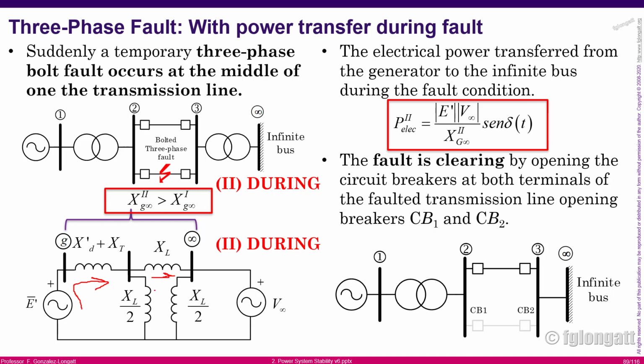Some currents will go to ground here, but there is some current that will move across this and reach the infinity bus bar. That is the reason this case is quite interesting. In this case, the disturbance is somewhere in the middle of the transmission line. And because the disturbance is in the middle of the transmission line, we have power transfer during the fault.